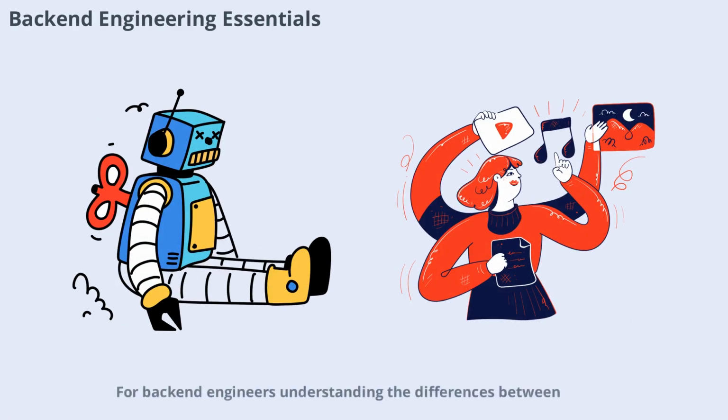For backend engineers, understanding the differences between HashMap and ConcurrentHashMap is essential. Choosing the right data structure can make or break the scalability and reliability of your system. ConcurrentHashMap provides the tools needed to build robust, high-performance applications that can handle the demands of modern users.